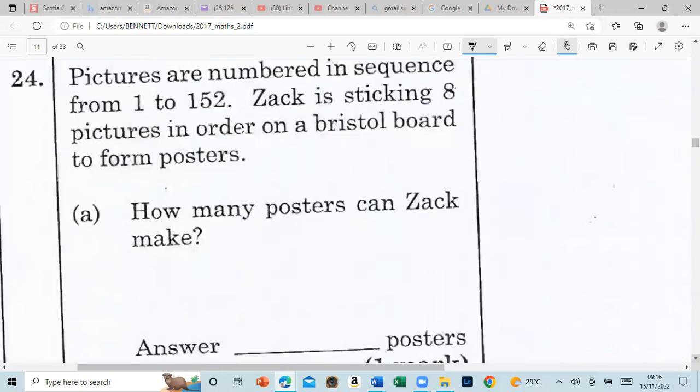Free past paper, then you add in, guys. Free practice. Alright? Pictures are numbered in sequence from 1 to 52.